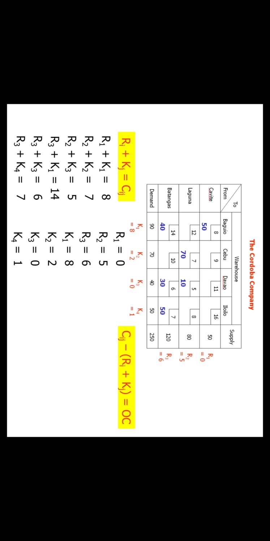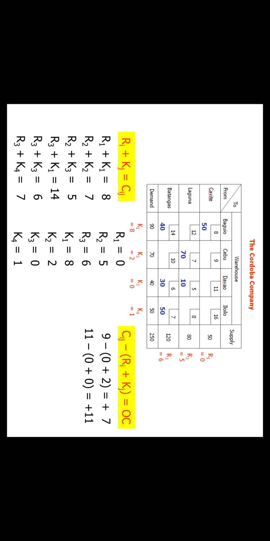The row position of which is at row 1, where R sub 1 is equal to 0. The column position is at column 2, where K sub 2 is equal to 2. Applying the formula, you would have 9 minus the quantity 0 plus 2, or 9 minus 2 is equal to positive 7. Next is the unused cell with a cost of 11. Row position is still at row 1, where R sub 1 is equal to 0. Column position is at column 3, where K sub 3 is also equal to 0. So you would have 11 minus the quantity 0 plus 0 is positive 11.